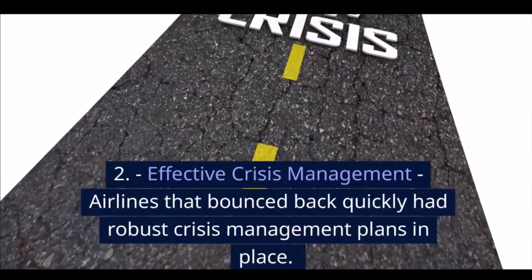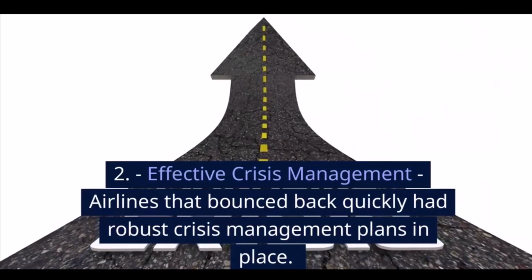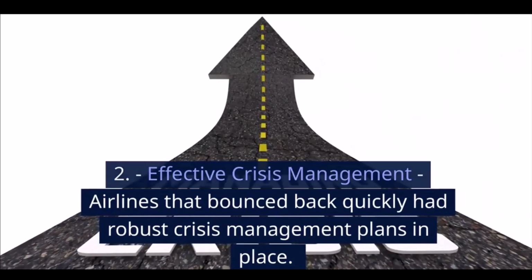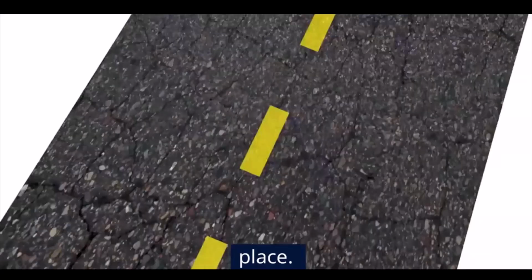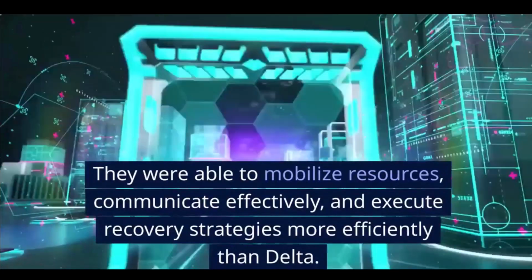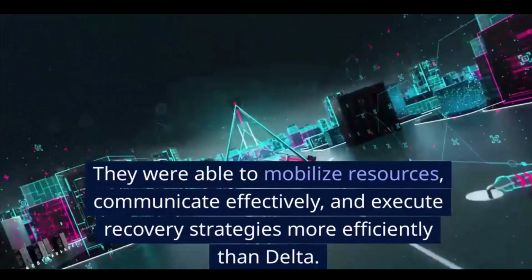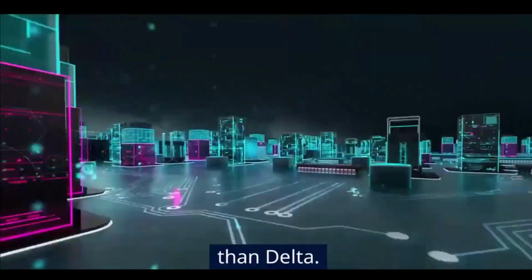Number 2, effective crisis management. Airlines that bounced back quickly had robust crisis management plans in place. They were able to mobilize resources, communicate effectively, and execute recovery strategies more efficiently than Delta.